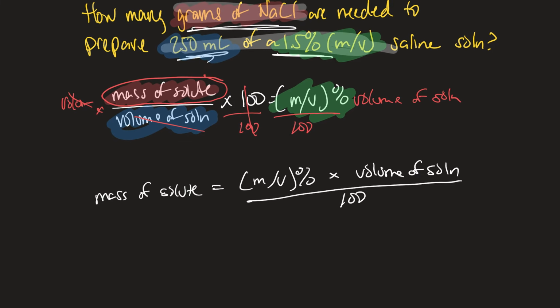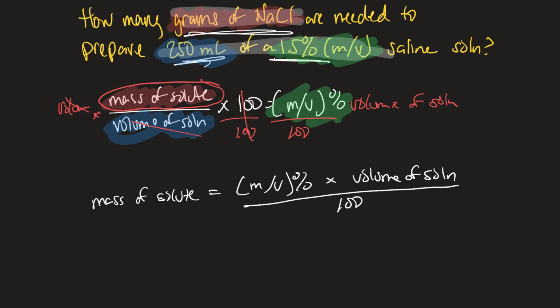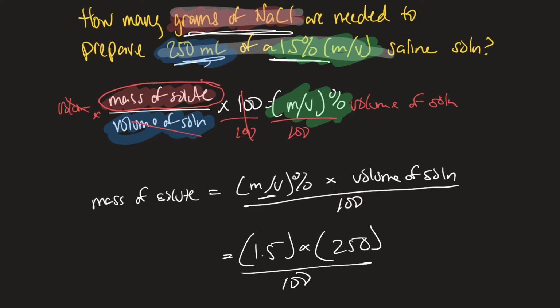Let's plug in the numbers accordingly. The mass volume percent is 1.5, times the volume of the solution, which is 250, divided by 100. When you plug this into the calculator, we get 3.8 grams of NaCl, and that's how many grams of NaCl you're going to need.